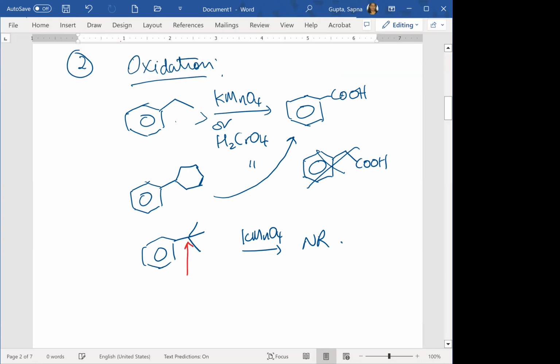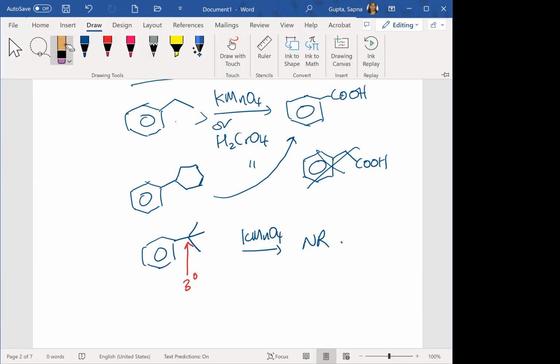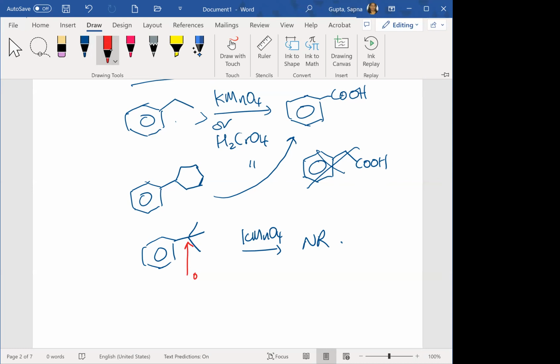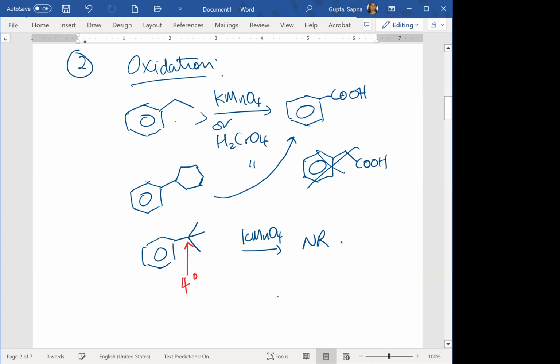This carbon here is a tertiary carbon. Sorry, a quaternary carbon, not a tertiary. That's a quaternary carbon. And because it's a quaternary carbon, this reaction doesn't work. Which means that any kind of group. So if I had put a methyl group here, this reaction will not work. Okay, so I'm going to erase that. But otherwise, if it's a quaternary carbon, the reaction doesn't work.